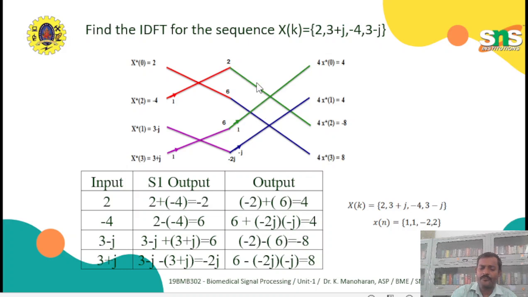Now we can go for the second stage. Second stage, look at this. This is one input and this is another input, and the twiddle factor is 1, in one butterfly. And in another butterfly, this is one input and this is another input, and the twiddle factor is minus j.